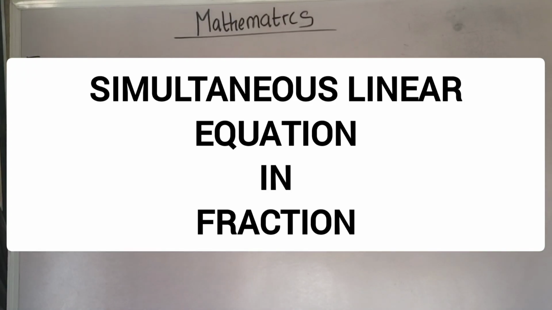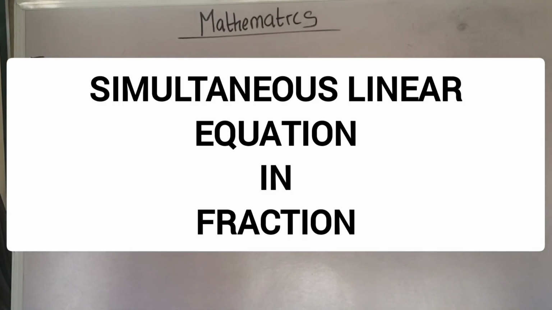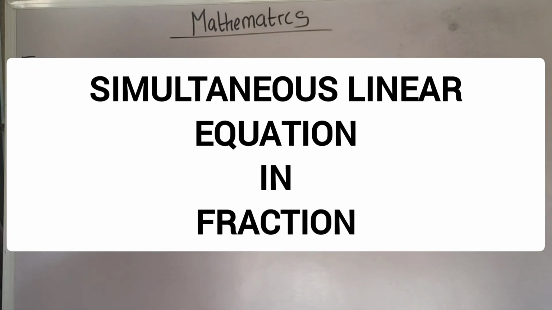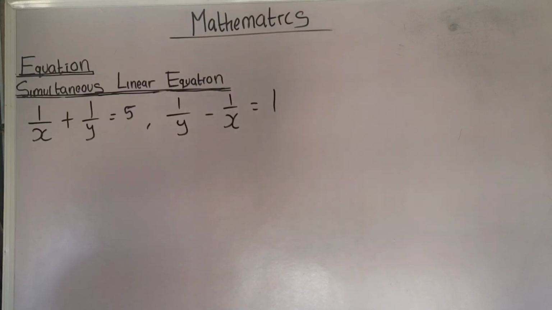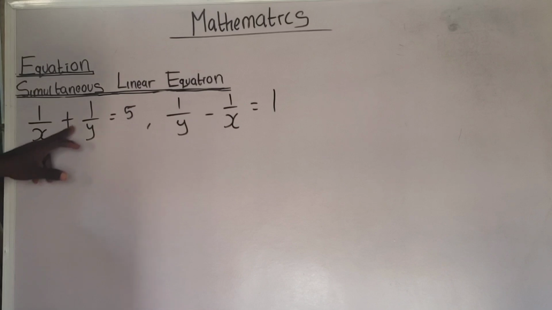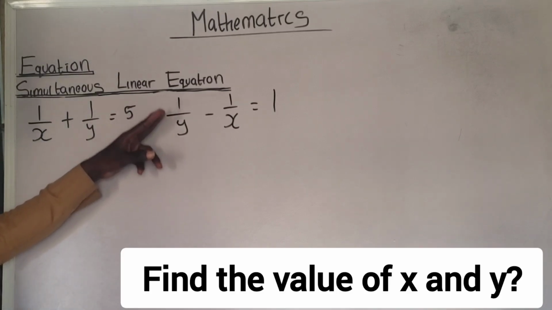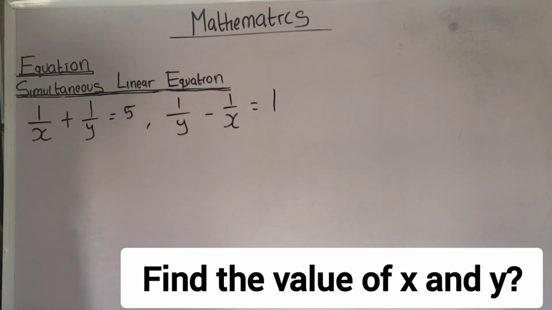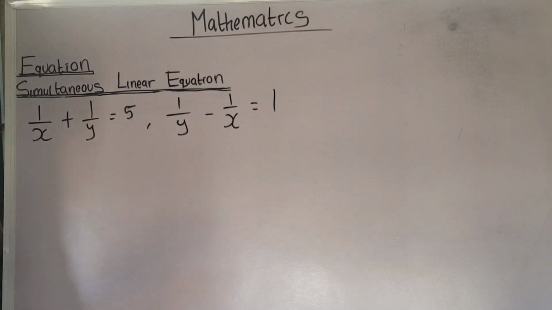In today's class, we are going to go over simultaneous linear equations in fractions. Okay, let's start with the first question. We are asked to find the value of x and y in 1 over x plus 1 over y is equal to 5 and 1 over y minus 1 over x is equal to 1. You see, this kind of question usually comes out in the theory. You understand? So I want you to pay attention.